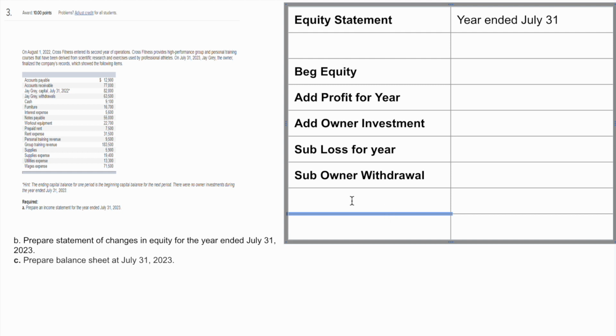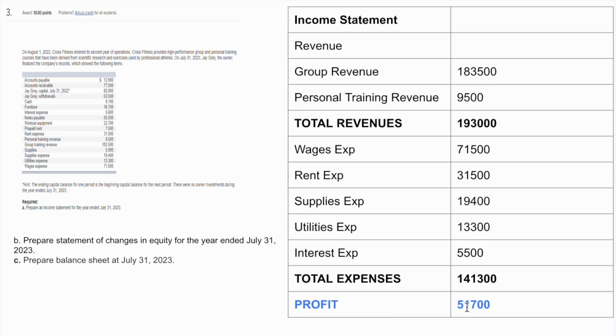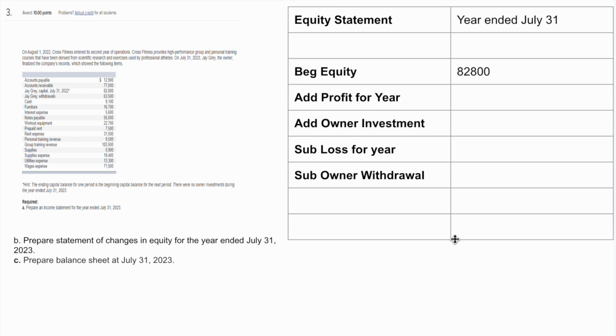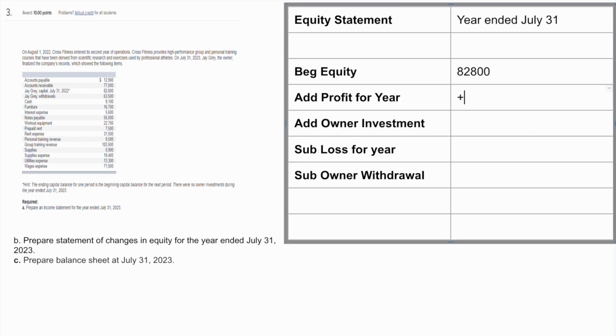So considering this, we start off with our beginning equity. If we look through our list here, we can see that the beginning equity in 2022 was $82,800. The profit for the year, if we go back and look at what we calculated here, and I should say this is for the year ending July. Keep in mind the income statement measures for the year. So the profit that we calculated was $51,700. So let's go add that in.